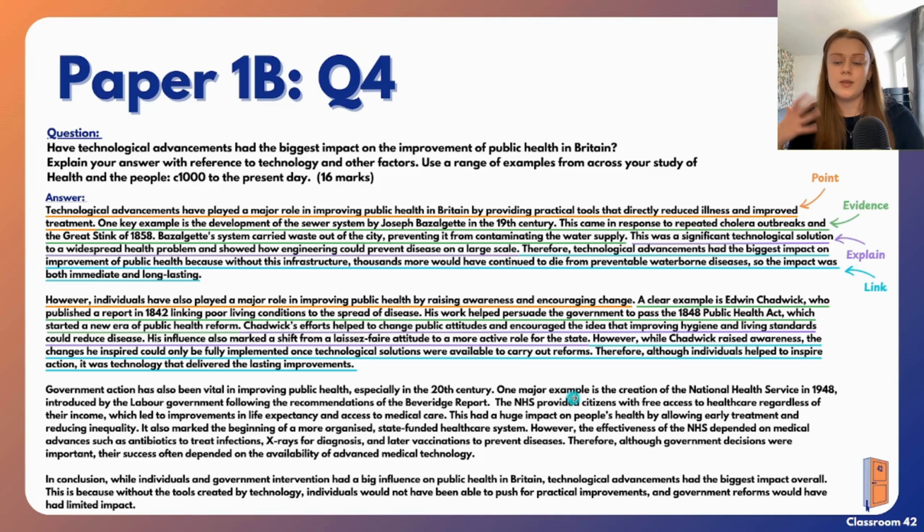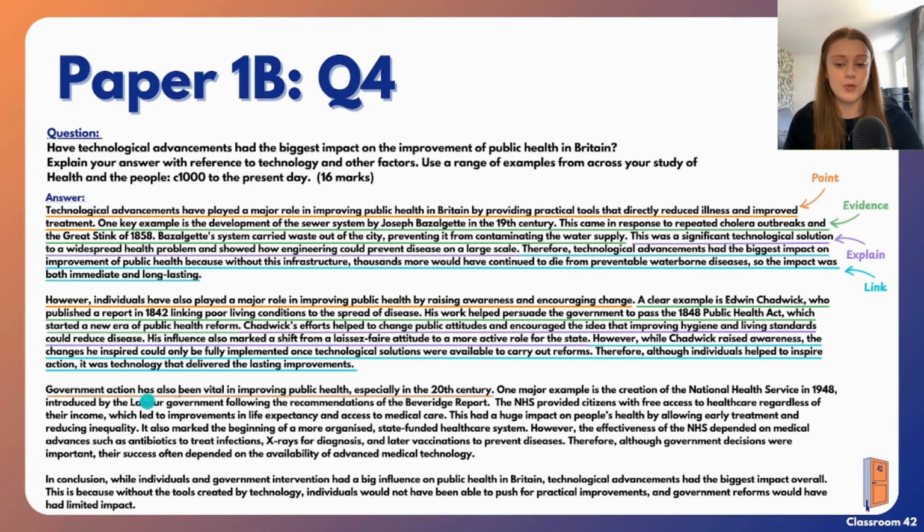However, we have already said that we think technology is the biggest factor, so we've got to reiterate that throughout our answer. So we're linking back to the question here. However, while Chadwick raised awareness, the changes he inspired could only be fully implemented once technological solutions were available to carry out the reforms. Therefore, although individuals helped to inspire action, it was technology that delivered the lasting improvements. So just reiterating the fact that, although individuals played a role, we still think technology was the most important factor. And then we've just got to do that again, but with a different factor.